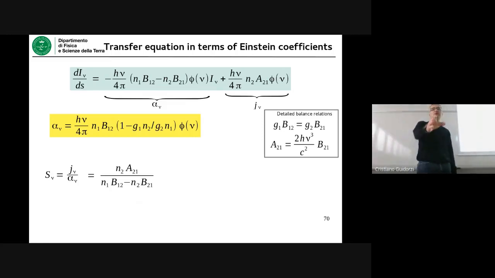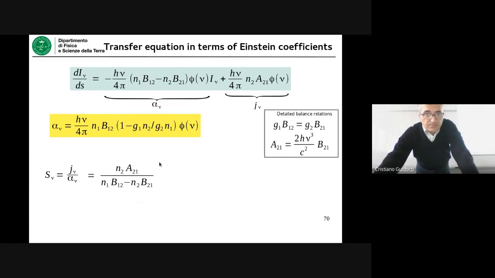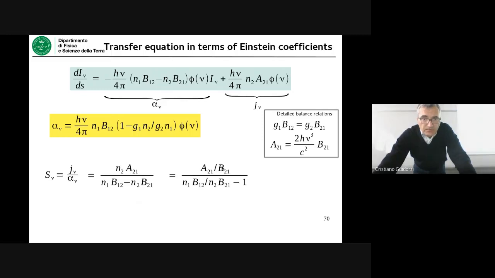If you calculate the ratio between the two, you see that a lot of terms just cancel out. h nu over 4 pi is in both terms, so it vanishes, as well as phi nu. In the numerator you are left with N2 A21, and in the denominator you are left with this term among brackets. But if you divide both numerator and denominator by N2 B21, the N2 in the numerator vanishes, and you are left with A21 over B21. In the denominator, the first term becomes N1 B12 over N2 B21 minus 1.